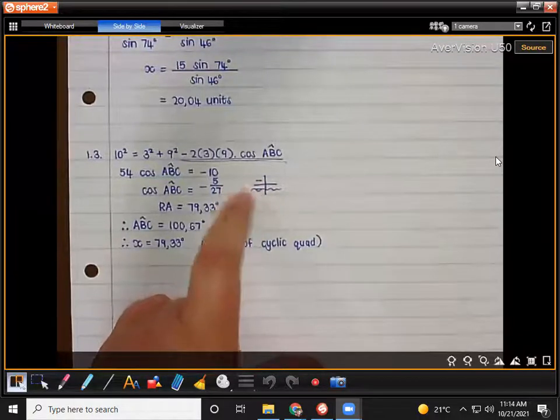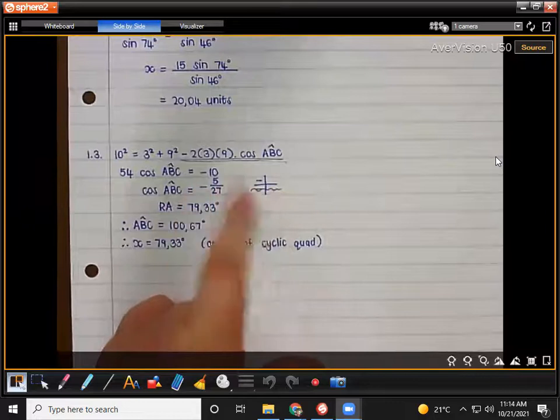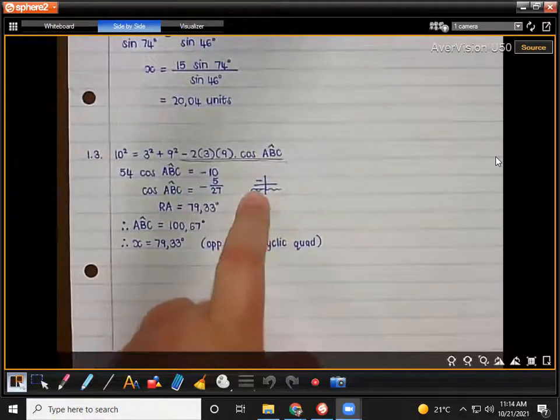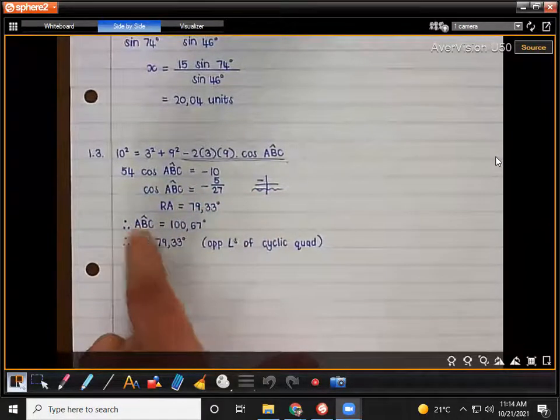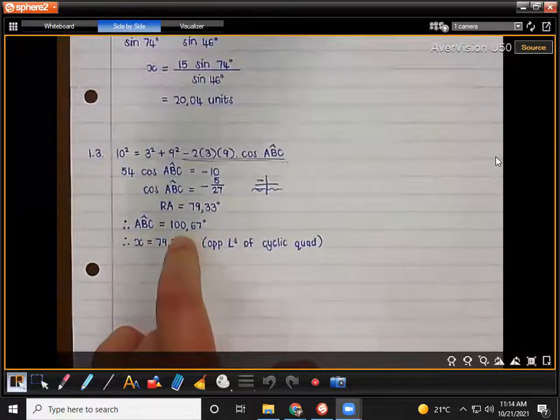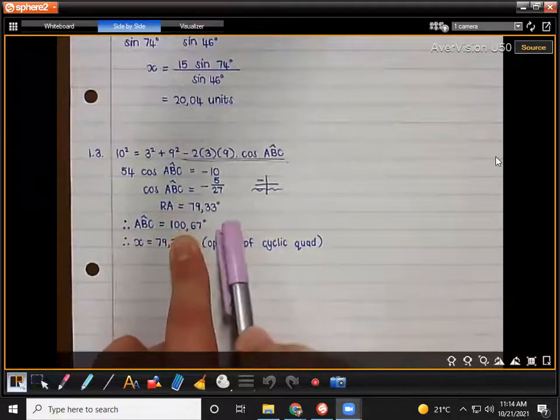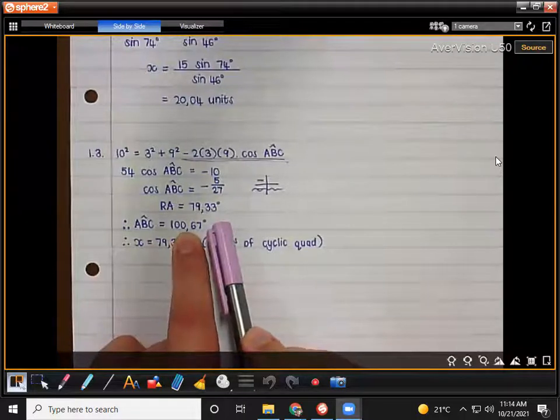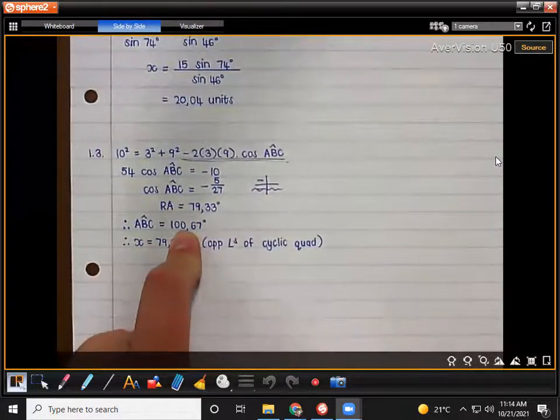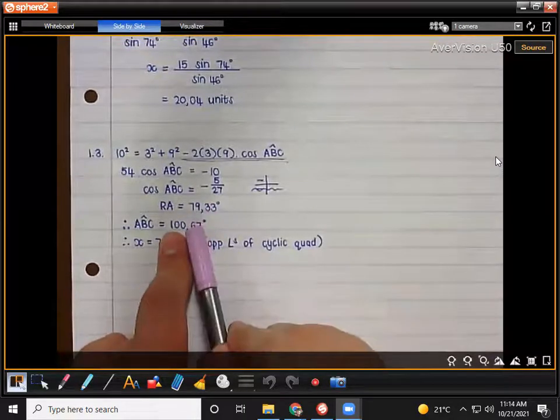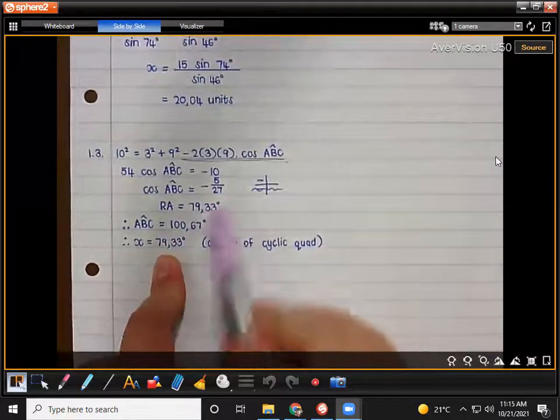All right, so here we disregard the third quadrant, because it can't be in a triangle. So we get our reference angle and we do 180 minus that. So that is ABC. But then we actually have to do the same calculation again, because now x is going to be 180 minus ABC, which is actually the same as the reference angle.